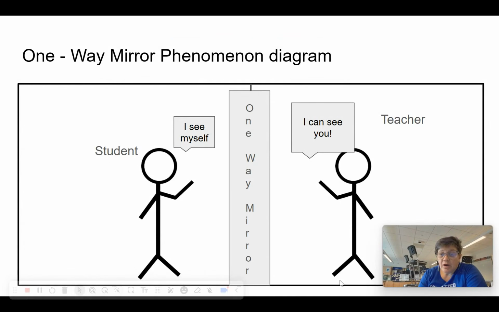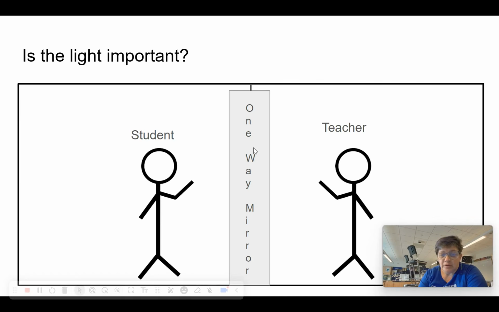Okay, now you are going to do an experiment, really an investigation, to see what effect light has, right? We had our boards and we decided that in our diagrams we need to include the student and the teacher, right? We need to include the one-way mirror. We need to include the two rooms. We weren't sure. Many of you thought we should include the light. Not everybody was sure. So now we're going to think about, is the light important?